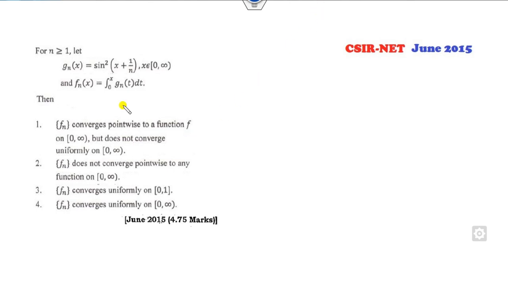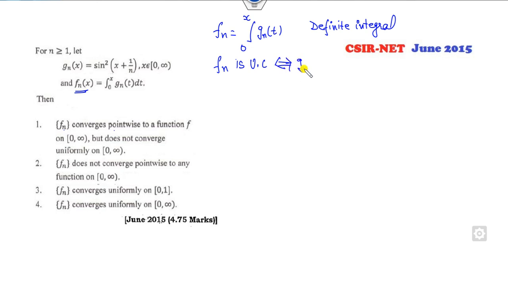Okay, look at this one. It's part C again. Fn converges pointwise. You are talking about the Fn. So look at that. First of all, this is a definite integral, so the limits are definite. Fine. So it means Fn is uniformly convergent if and only if Gn is uniformly convergent. This rule is applicable only when the limits are definite. If it is from 0 to infinity, then we can't say that. Then our target is to check for the Gn only.